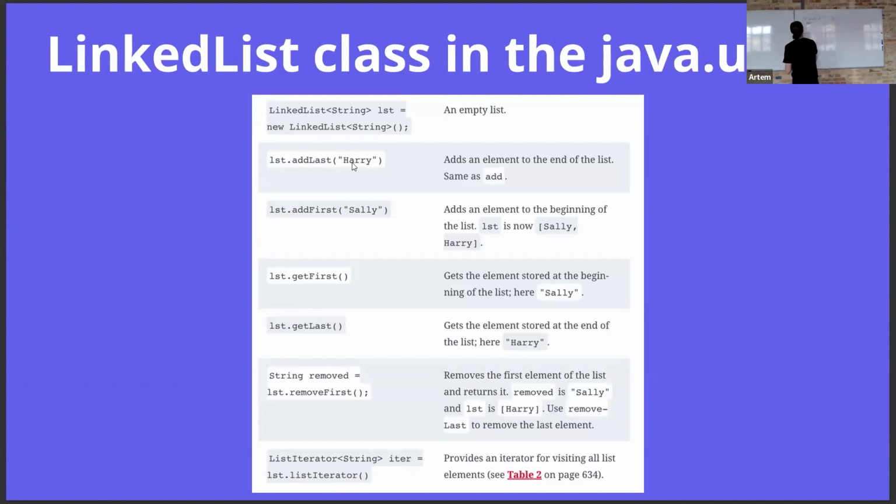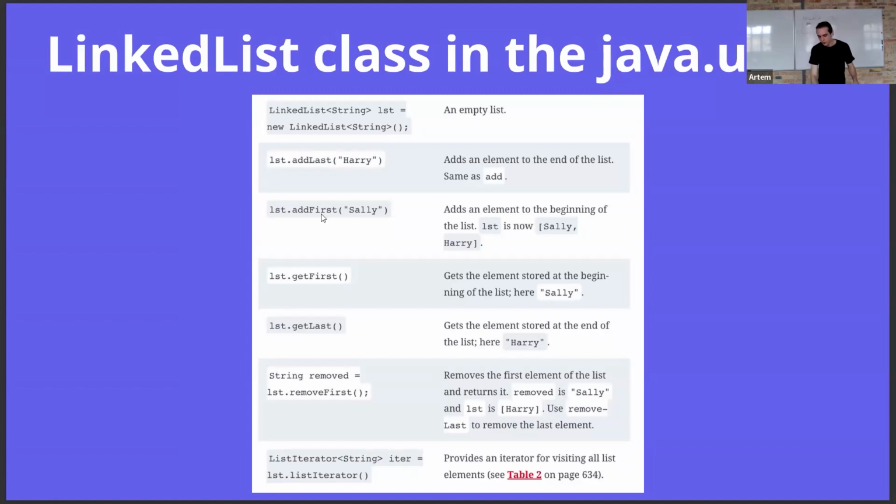We added Harry, and it has its next field and prev field, but they are empty. They are null because there are no elements in the linked list except Harry.